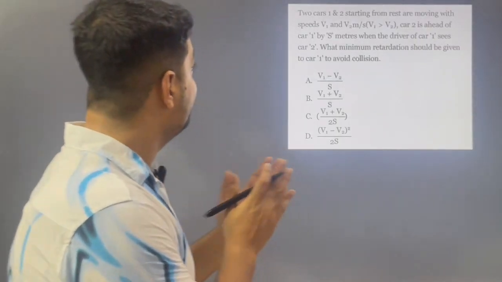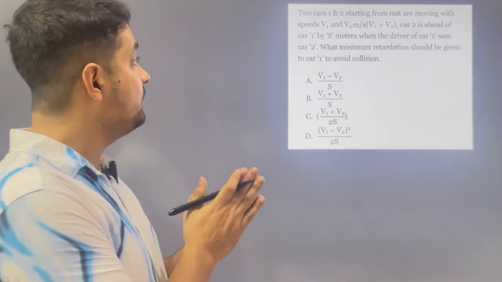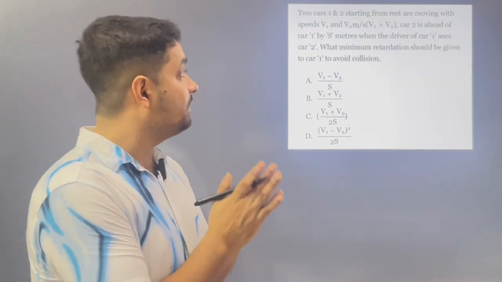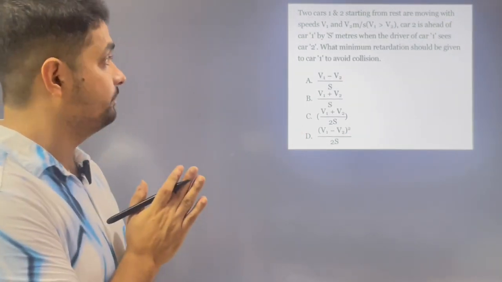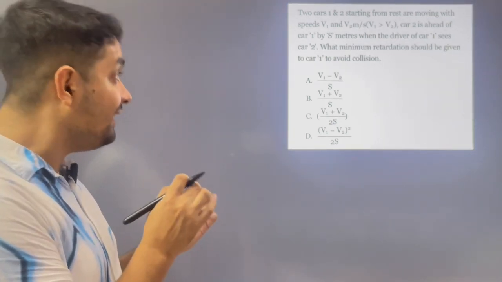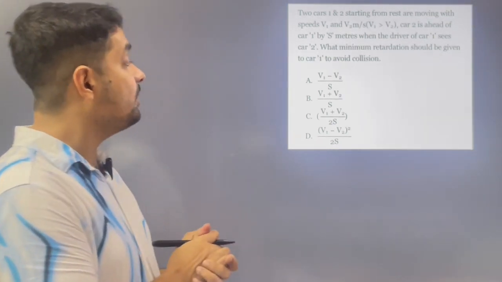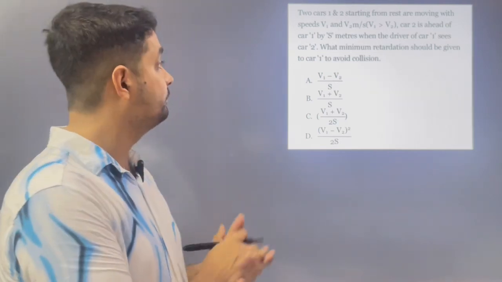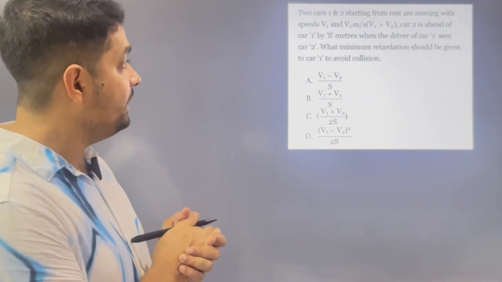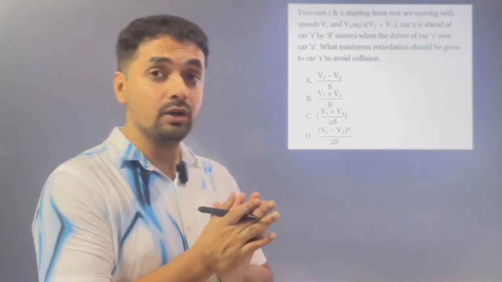In this question, two cars, 1 and 2, are given, starting from rest and moving with speeds v1 and v2, where v1 is greater than v2. Now car 2 is ahead of car 1 by s meters when the driver of car 1 sees car 2. We have to find the minimum retardation so that car 1 avoids collision.